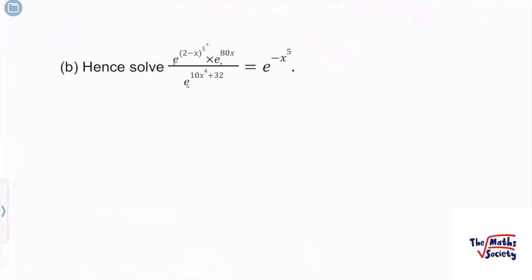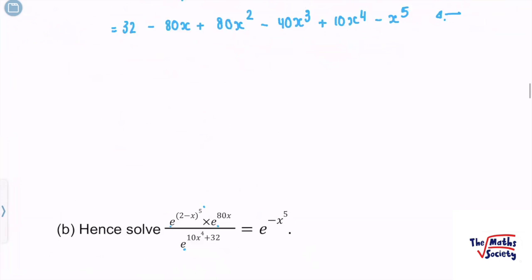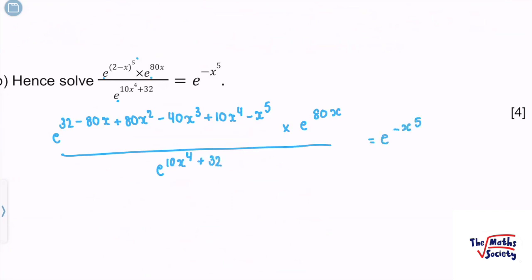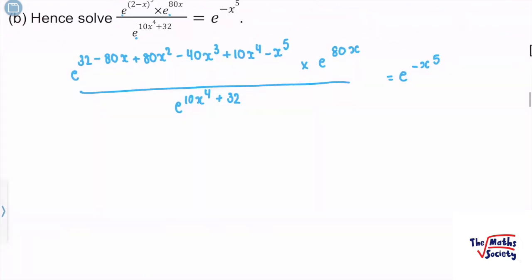So we know that if the bases are the same, we can just add or subtract the powers. So let's try to simplify this first. e to the power (2 minus x), right? e to the power 32 minus 80x plus 80x squared minus 40x cubed plus 10x to the power 4 minus x to the power 5. And that's going to be multiplied by e to the power 80x divided by e to the power 10x to the power 4 plus 32. That's going to equal e to the power minus x to the power 5. So because we have the same base, when it multiplies we add the powers together, and when we divide we subtract the powers.